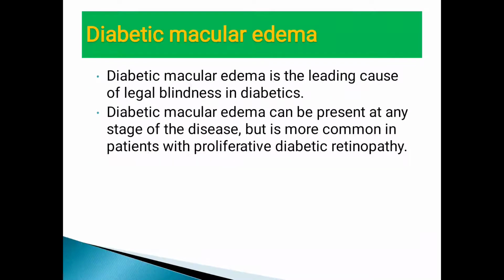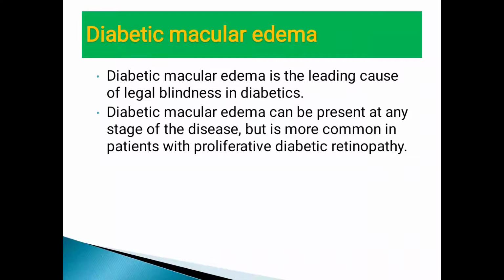So in this lecture we'll start with diabetic macular edema. When the macula is affected because of diabetes, it is called diabetic maculopathy, and usually it is in the form of macular edema. Diabetic maculopathy is the leading cause of legal blindness in diabetes. It can be present in any stage of the disease. It is not necessary that the patient should have proliferative diabetic retinopathy to have macular edema. It can occur in mild NPDR also.